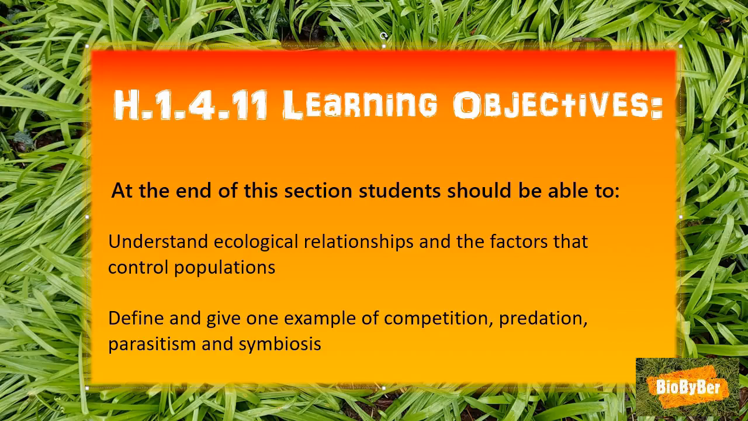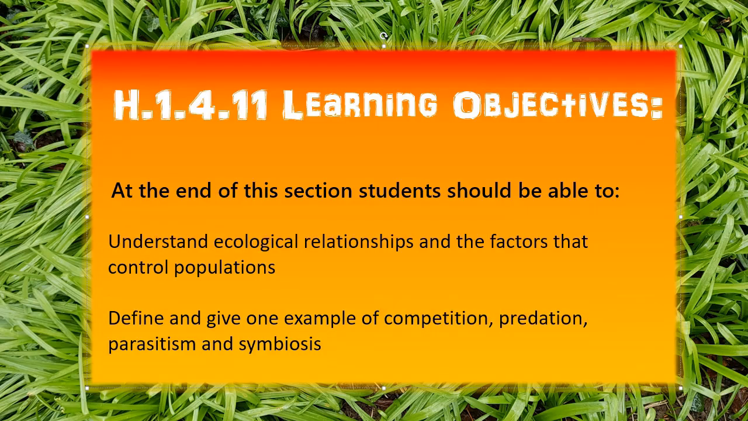These objectives pertain to the higher level paper only. At the end of this section, you should be able to understand ecological relationships and the factors that control populations. You should be able to define and give one example of competition, predation, parasitism, and symbiosis. What does this actually mean?